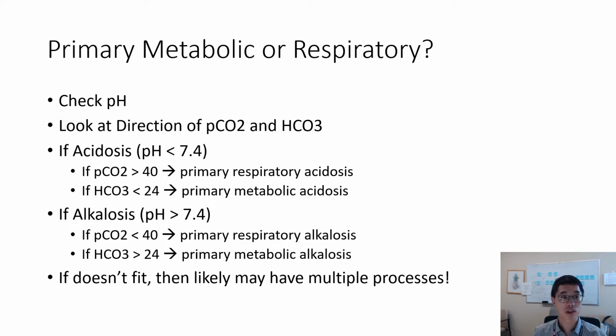If you have an alkalosis process where your pH is greater than 7.4 and your PCO2 is less than 40, then you usually have a primary respiratory alkalosis. And conversely, if your bicarbonate is high, then there's something in the kidney that's retaining your bicarbonate level, which results in usually a primary metabolic alkalosis. And if it doesn't fit in the pictures, then you probably have some multiple processes. And if you go through step by step looking at each one, you'll be able to identify those other processes going on.